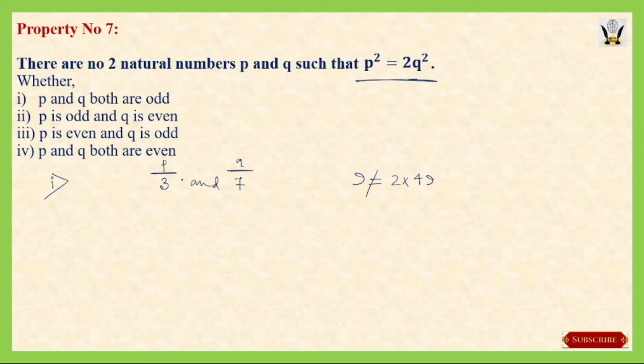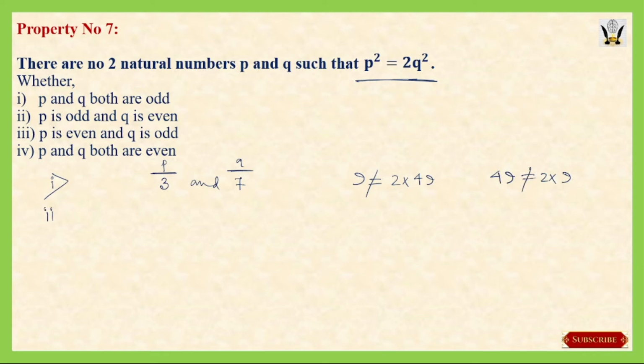And now if I interchange p and q, suppose I choose p as 7, then p square will be 49, and if I choose q as 3, then q square will be 9, and when we multiply 9 by 2, it will be 18. So 49 is not equal to 18.